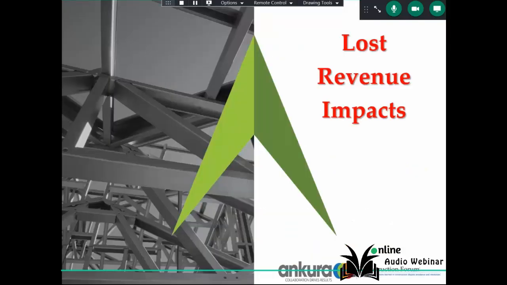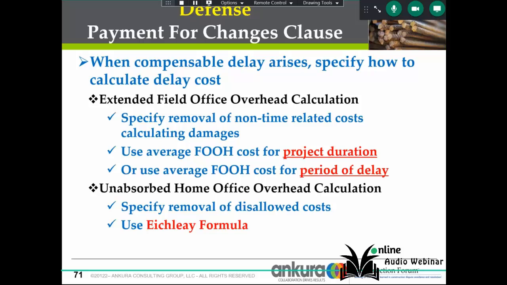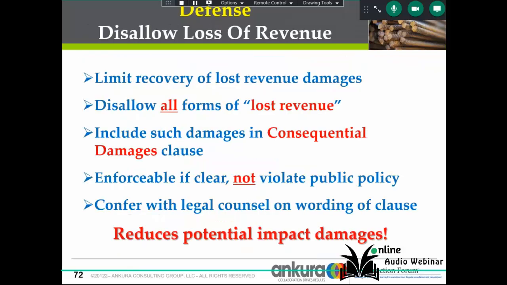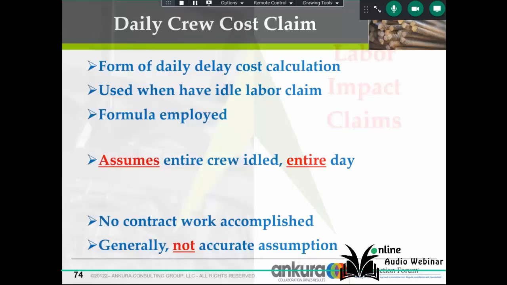When the owner causes delay, contractors typically are trying to recover delay costs, but how do you price it? The defense, in your payment for changes clause: when compensable delay arises, specify how to calculate the delay. Disallow loss of revenue. Labor impact claims. It's a form of daily delay cost calculation.